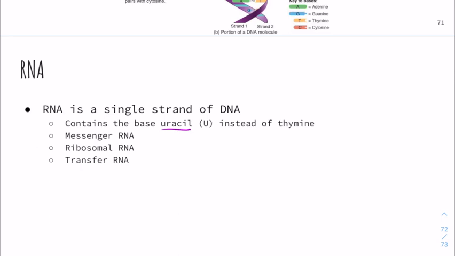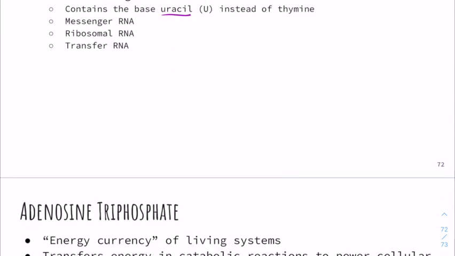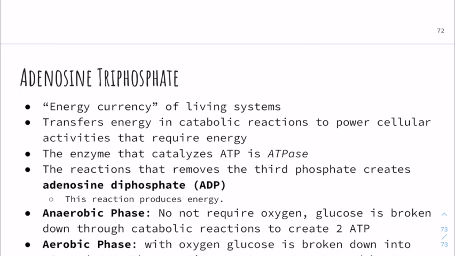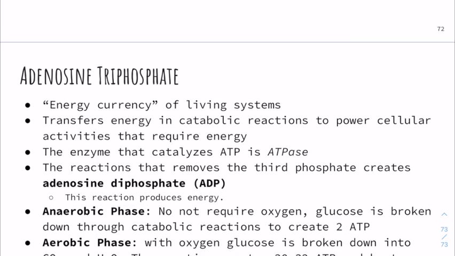Let's quickly look at ATP. ATP, adenosine triphosphate, is known as the energy currency of the living systems, because without ATP, we have no energy. So ATP transfers energy in catabolic reactions, breakdown reactions, to power cellular activities that require energy. So writing, taking notes, that all requires your ATP. So the enzyme that catalyzes ATP is ATPase. ATPase, that's an enzyme.